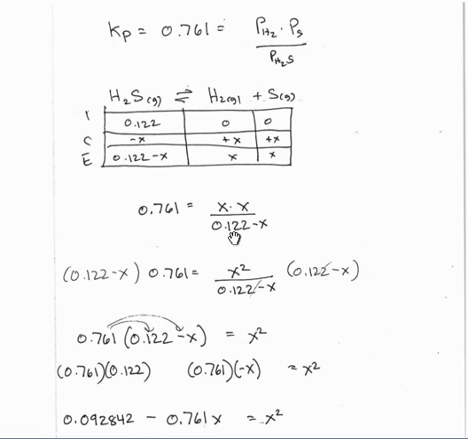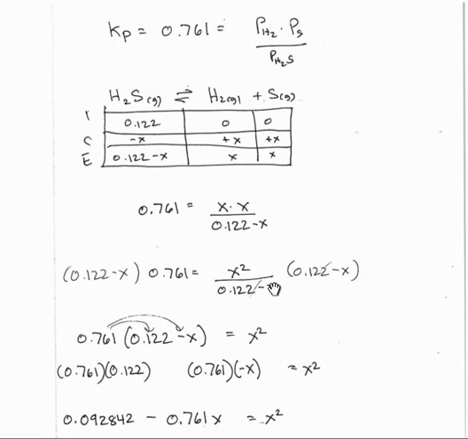Now I'm going to plug my equilibrium pressures into my equilibrium expression. So pressure of hydrogen is x, pressure of sulfur is x, and the pressure of hydrogen sulfide is 0.122 minus x. Now what I want to do is simplify this so I can get it in standard quadratic equation form. First thing I want to do is eliminate the values in my denominator, and I'm going to do that by multiplying both sides by the denominator.